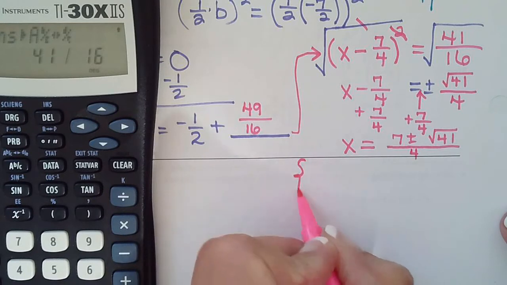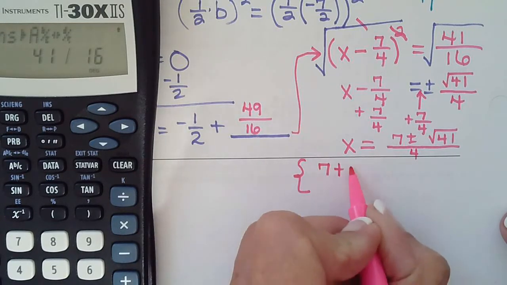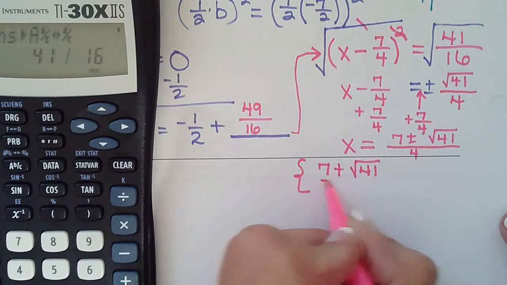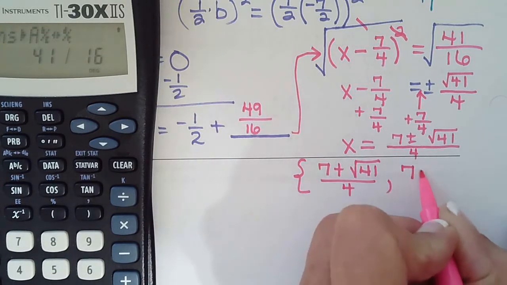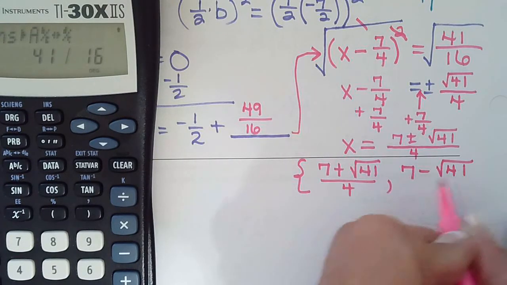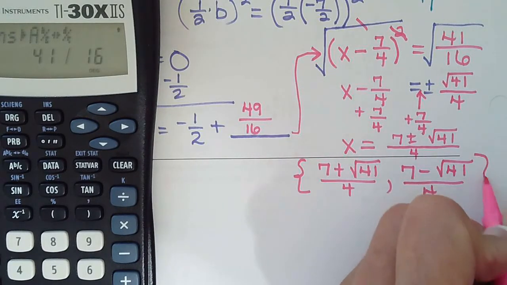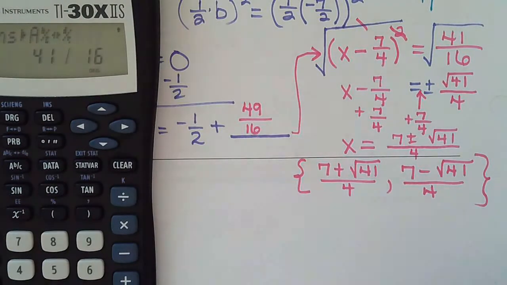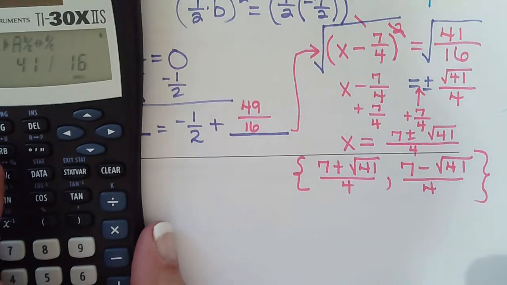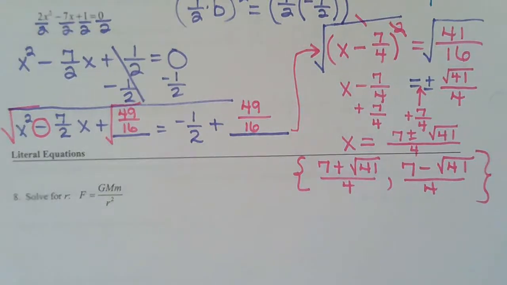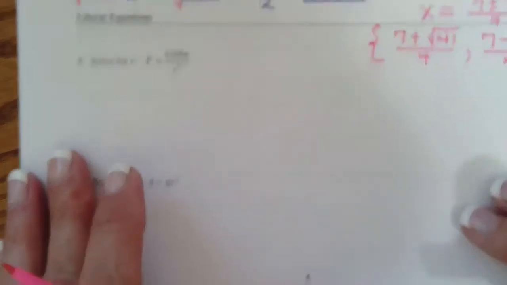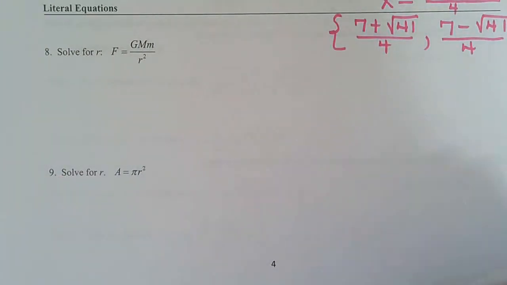So our two solutions are going to be 7 plus radical 41 over 4 and 7 minus radical 41 over 4. And I do require that you write them each out separately like that on the test. And you'll see why as we get closer to the end of the chapter. These are actually going to be the x-intercepts of the parabolas we're drawing. So you need to understand that this is one x-intercept and this is another x-intercept. So that's why we always write them out separately like that. Okay, last two. Wow, long section, and our next one's even longer.